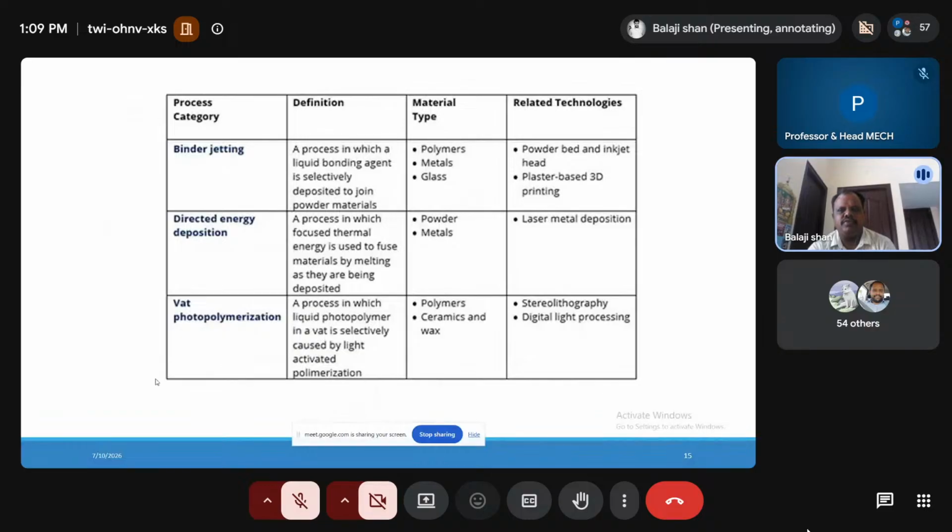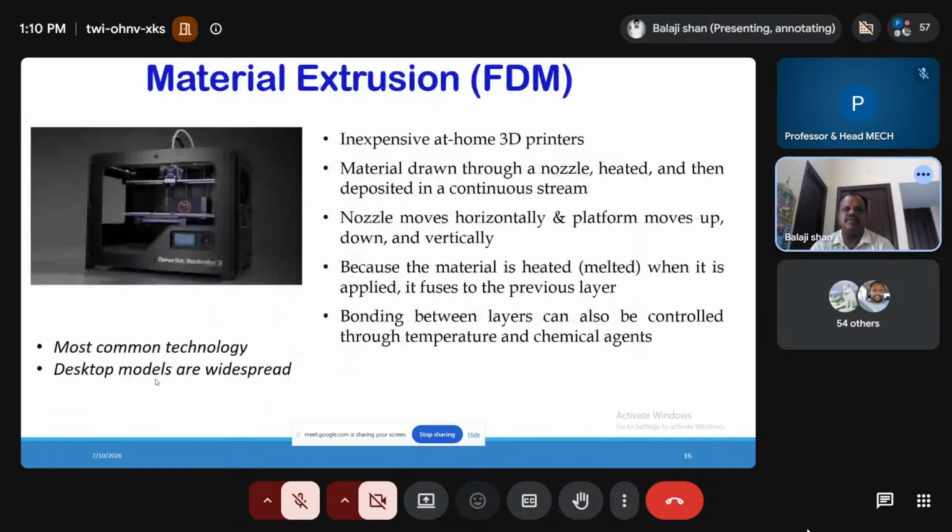For binder jetting, we are using polymers, metals, and glasses. The technologies are powder bed and inkjet head, and plastic-based 3D printing. For the DED process, powders and metals are widely used. Laser-based metal deposition processes are generally used for the DED process. For photopolymerization, polymers, ceramics, and wax metals are used. The technologies are stereolithography and digital light processing.